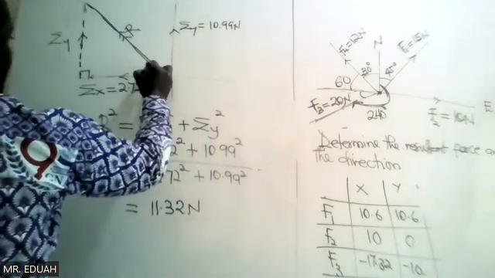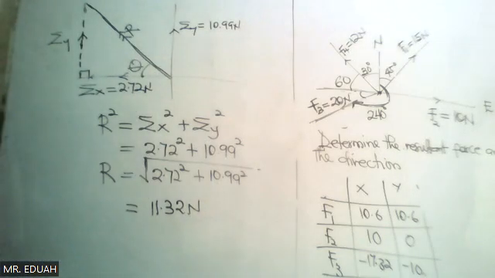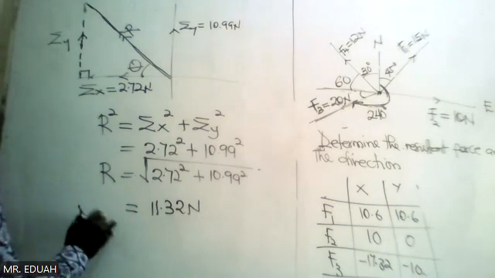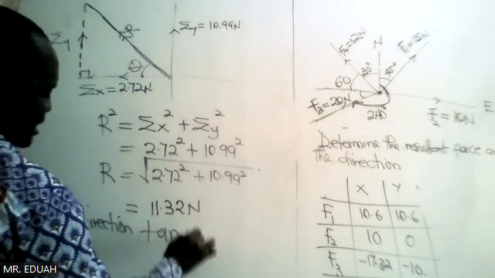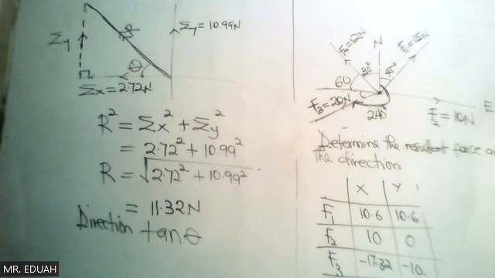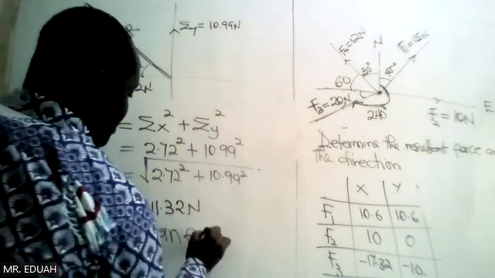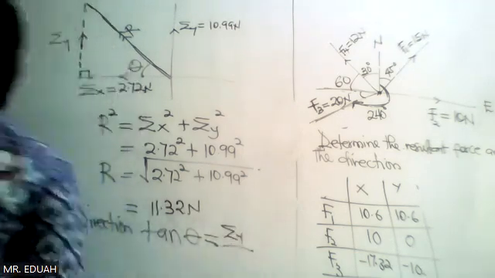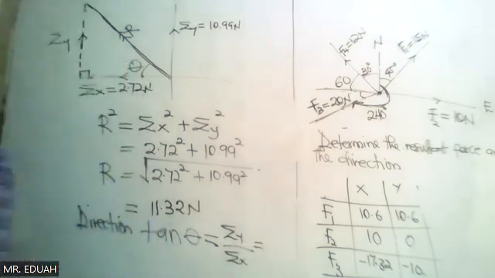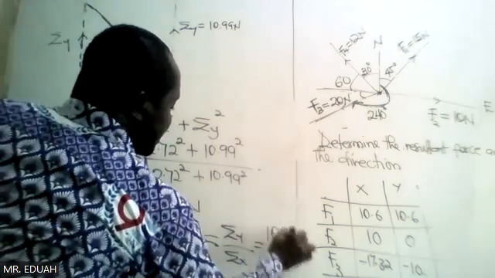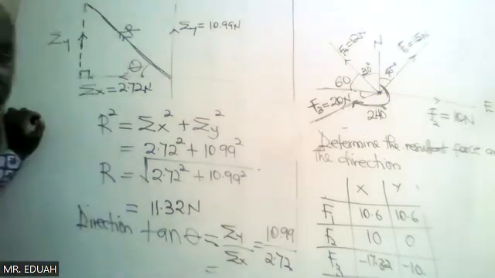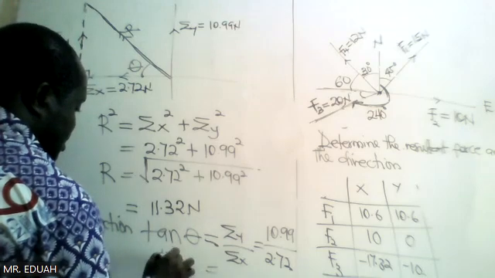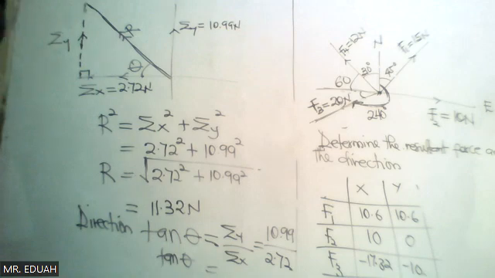Okay, so let's find this angle, maybe theta. So the direction of the resultant. Because we have the opposite and the adjacent, when we take tangent of theta, tan theta will be equal to the opposite, which is summation of y, over the adjacent, which is summation x. So this is 10.99 over 2.72. So help me determine this ratio. 10.99 divided by 2.72.